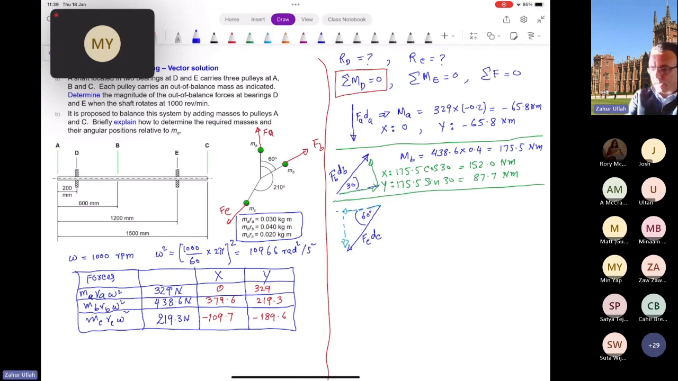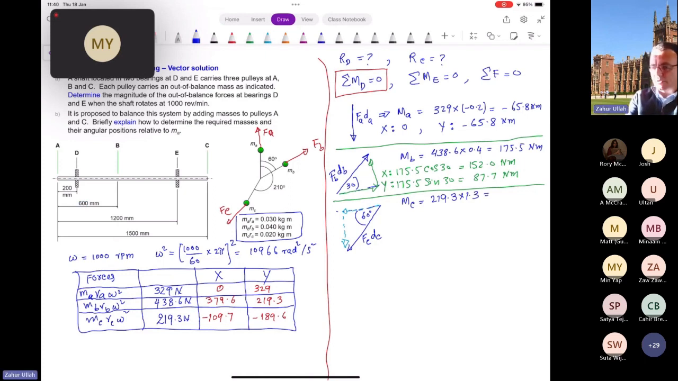So first let's calculate the MC here. MC is the force, which is 219.3. And then the distance here is, because we are taking moments from D, from D to C. So this means that 1500 minus 200, so 1.3.